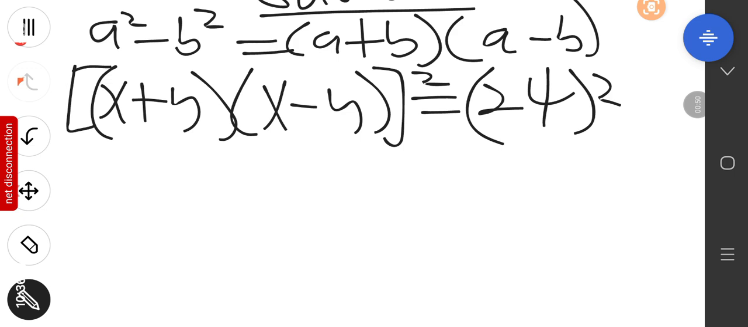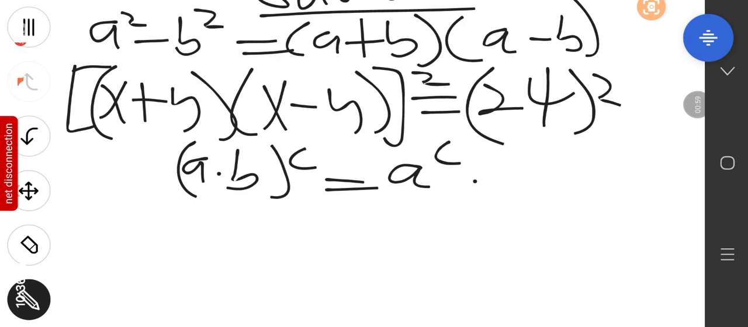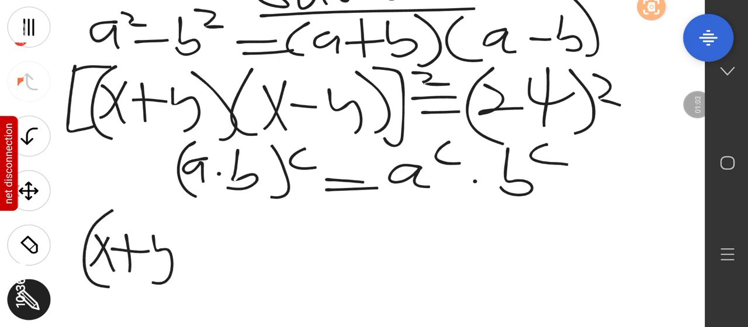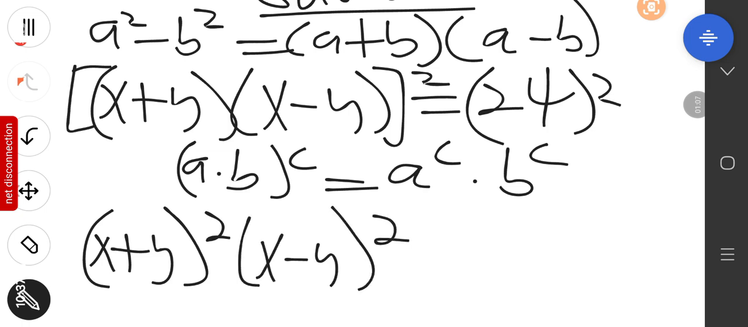Now we are going to apply the product to a power rule of indices. That is, if you have a times b exponent c, this gives us a exponent c times b exponent c. So you're going to have x plus y exponent 2 and x minus y exponent 2 equals 24 squared.